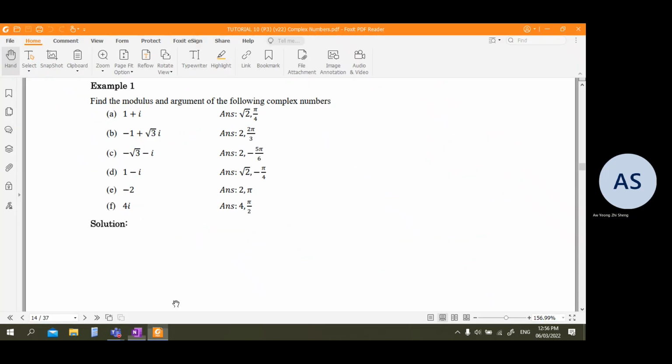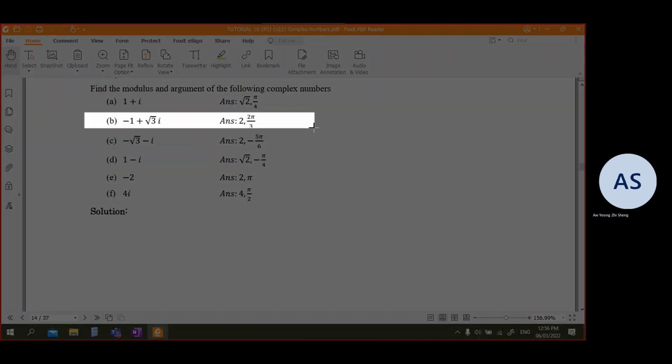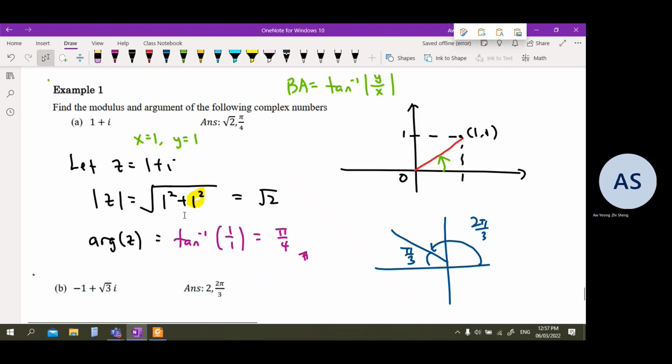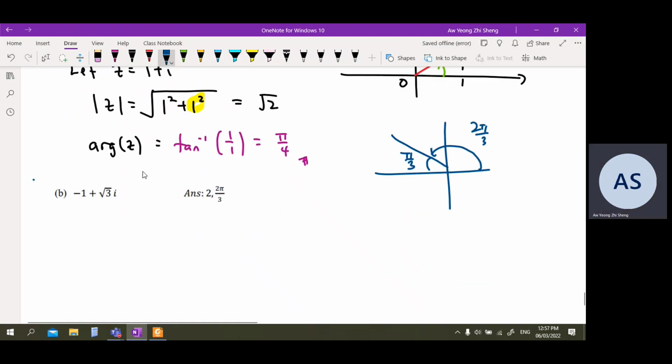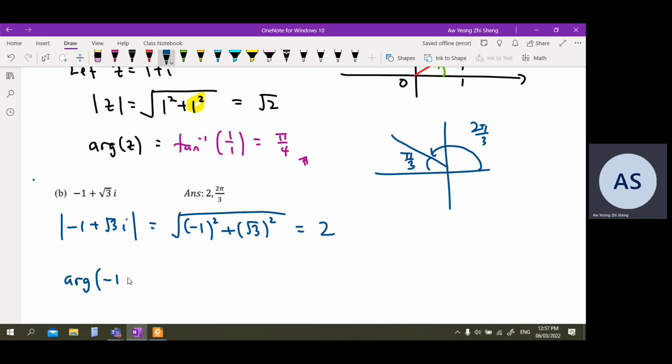Okay, now let's do question B. This time I do not want to introduce a symbol z, just to show you how this can be done without introducing z. So the modulus of minus 1 plus root 3 i can be written this way. It is just the square root of x squared plus y squared. x is the real term, y is the coefficient of i. So here you get the square root of 4, which is 2. Then the argument of minus 1 plus root 3 i.